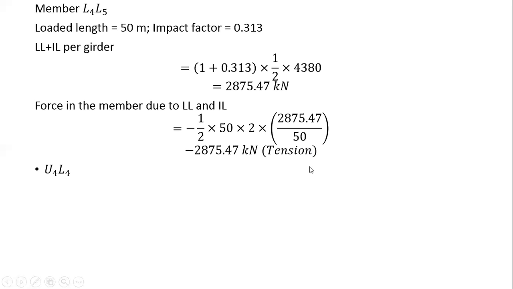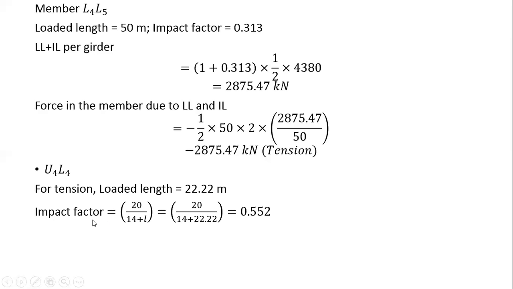Next, I have to consider U4 L4. That is my vertical member. Now for this member, first is the tension and then the compression. For tension, the loaded length we have calculated already, 22.22 from the left support, that is your support A. So you have to calculate the impact factor for this much loaded length.